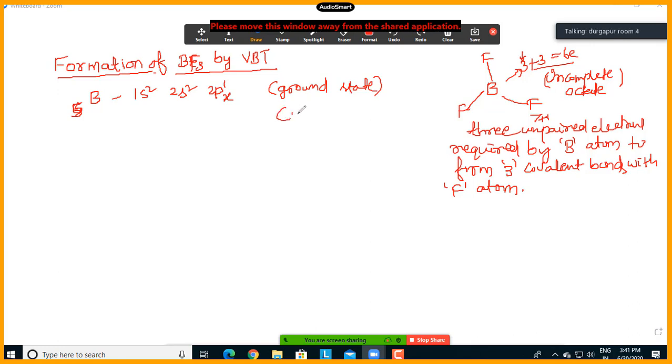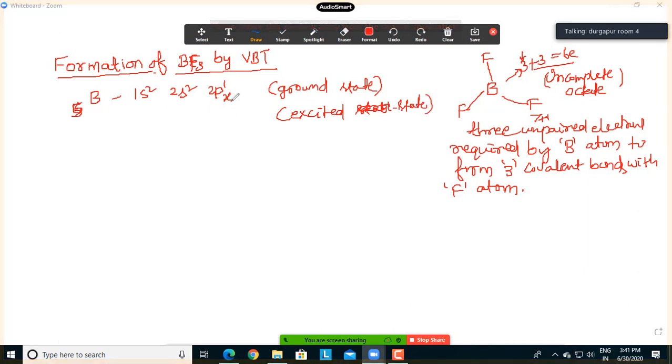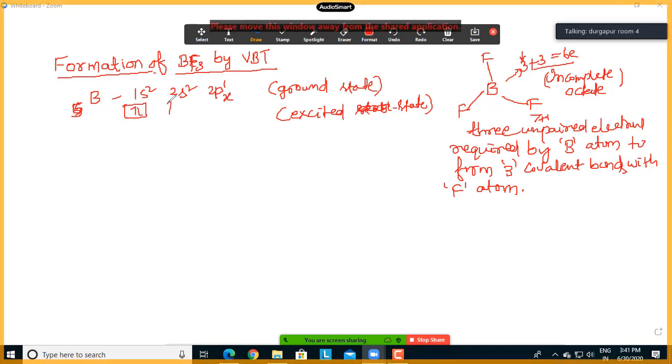Then in excited state, it will absorb energy. If it absorbs energy, then some electrons in lower state will go to higher state. You see, in boron, 2py, 2pz are vacant. So 2px having 1 electron, 2py, 2pz are vacant. Then boron in excited state, this is your ground state. In excited state, what will happen?